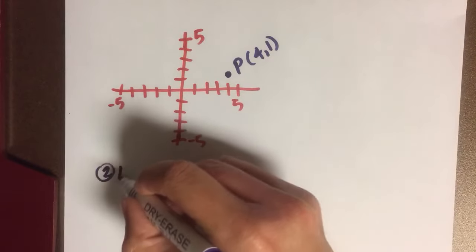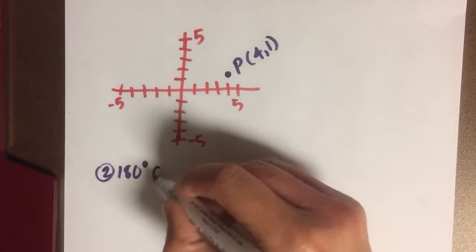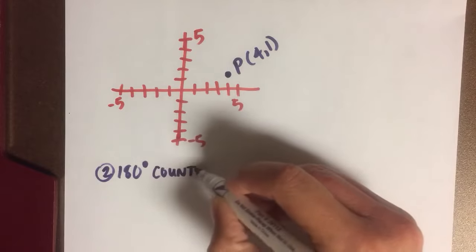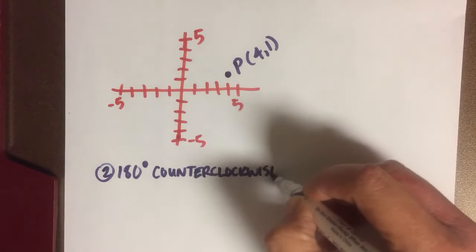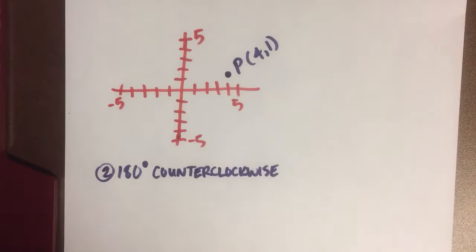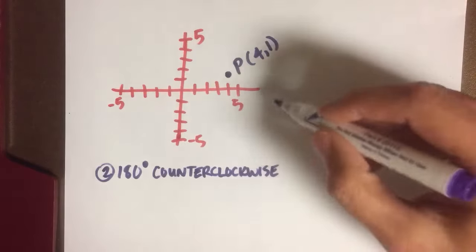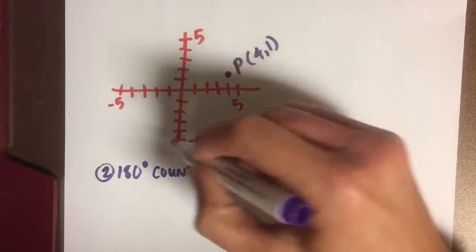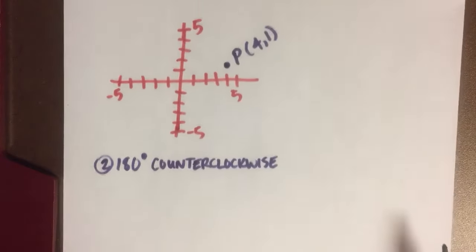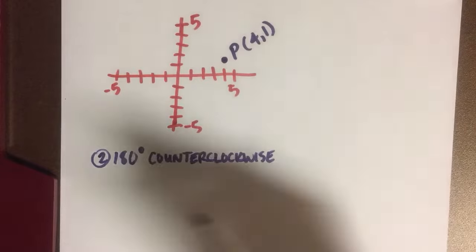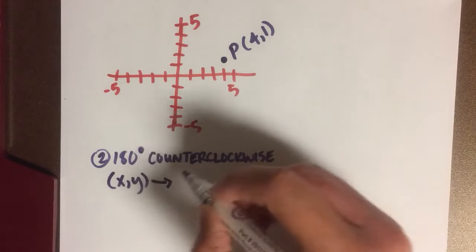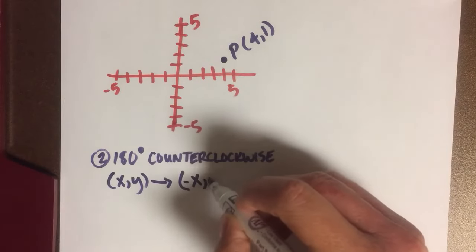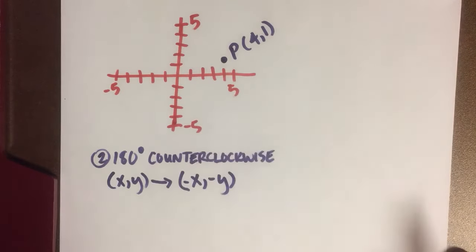This is our second type, 180 degree counterclockwise. Now if you notice, for 180 degrees counterclockwise, that's going to be the same thing as 180 degrees clockwise, because 180 this way meets 180 this way. So same either way. Okay, so now the rule for that one is (x, y) changes to (-x, -y). All you do is flip the signs on the number.